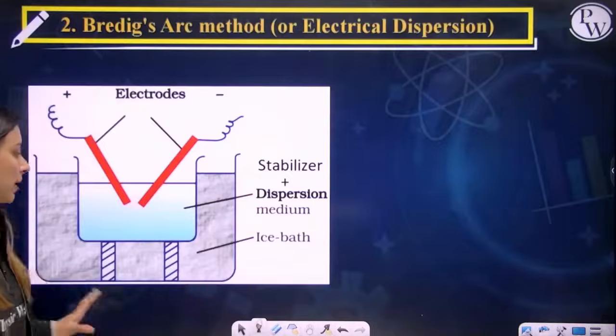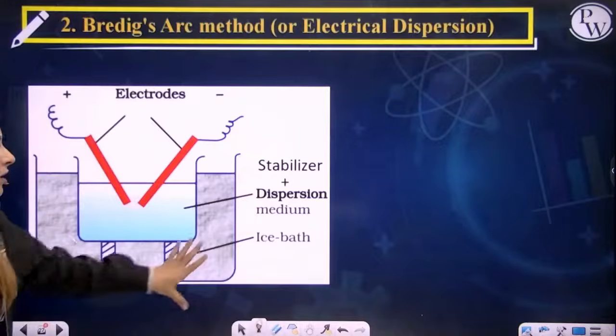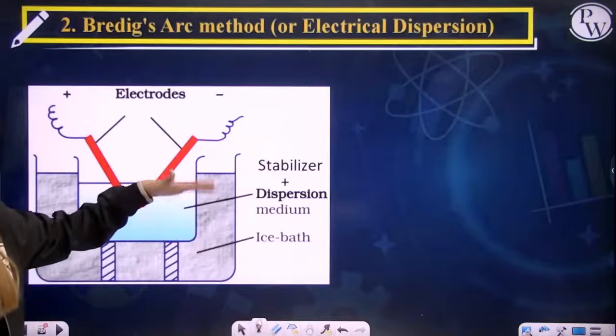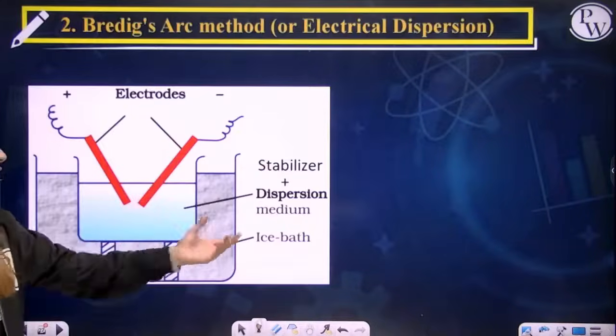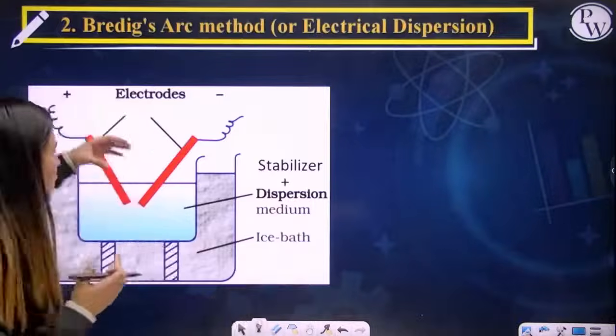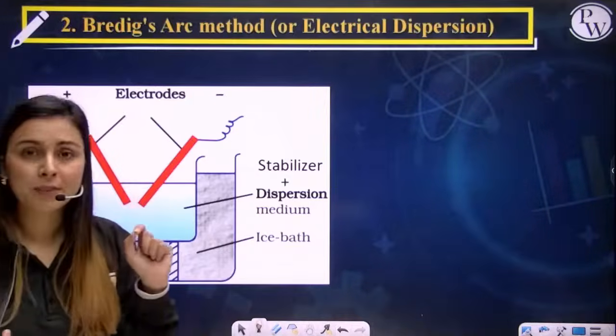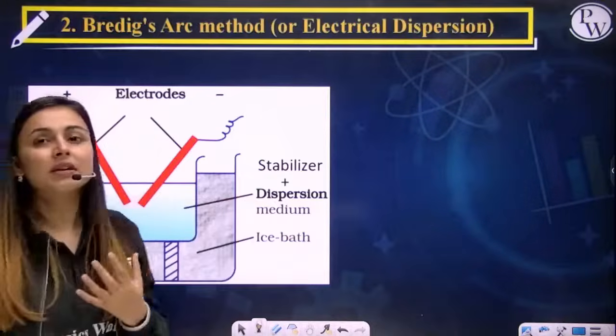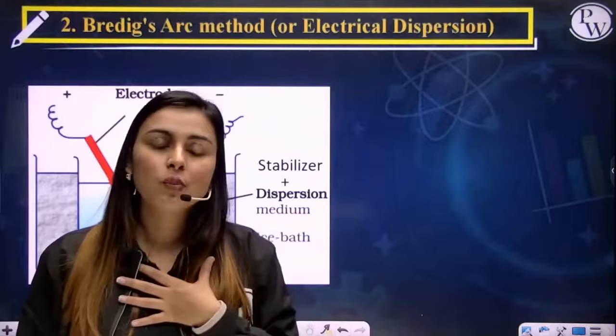We take a water bath, and in that water bath we take ice, so we call it an ice bath. Now we put another beaker in here. Now I have added some dispersed medium. The dispersed medium is the medium which I want for my colloidal solution.